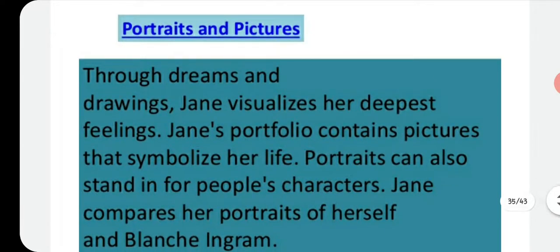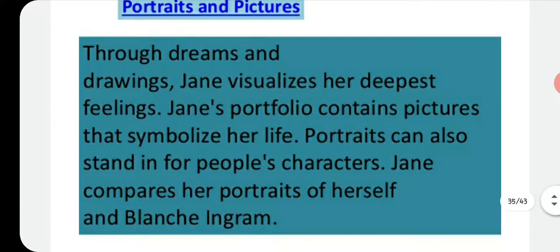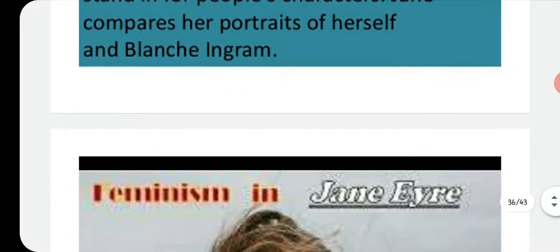Portraits and pictures are used to describe the scenery in this novel. Dreams are important, but through the dreams and drawings, Jane's visualization and her deepest feelings are described. Jane's portfolio contains pictures that symbolize her life. Portraits can also stand for people's characters. Jane compares her portraits of herself and Blanche Ingram.